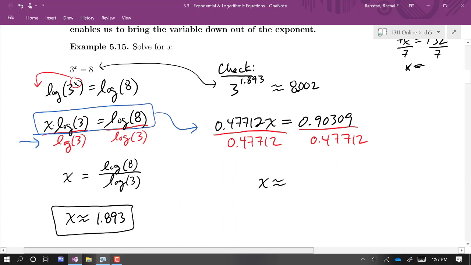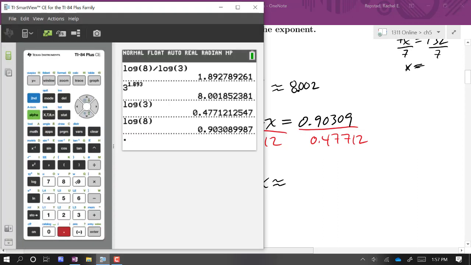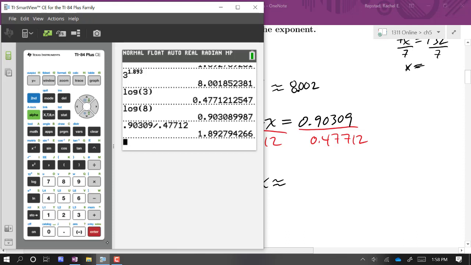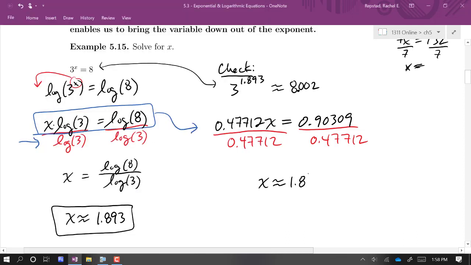And let's see what we get here. 0.90309 divided by 0.47712 is 1.893. So same thing, which is as it should be.